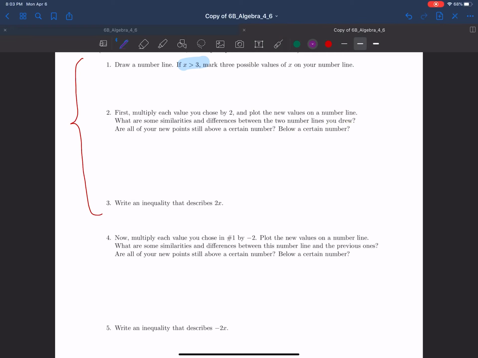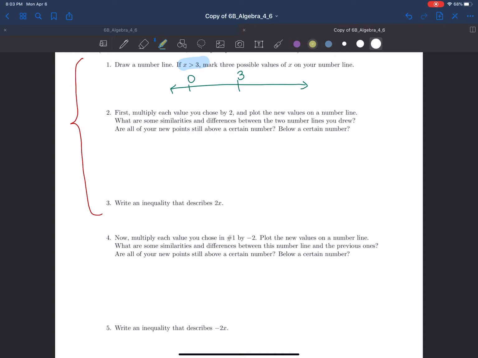Okay, so the first question says to draw a number line. I'll do that. I'll stick 0 here. If x is greater than 3, mark 3 possible values of x on your number line. Great. So I have 3 here, and I just want to pick numbers that are greater than 3.